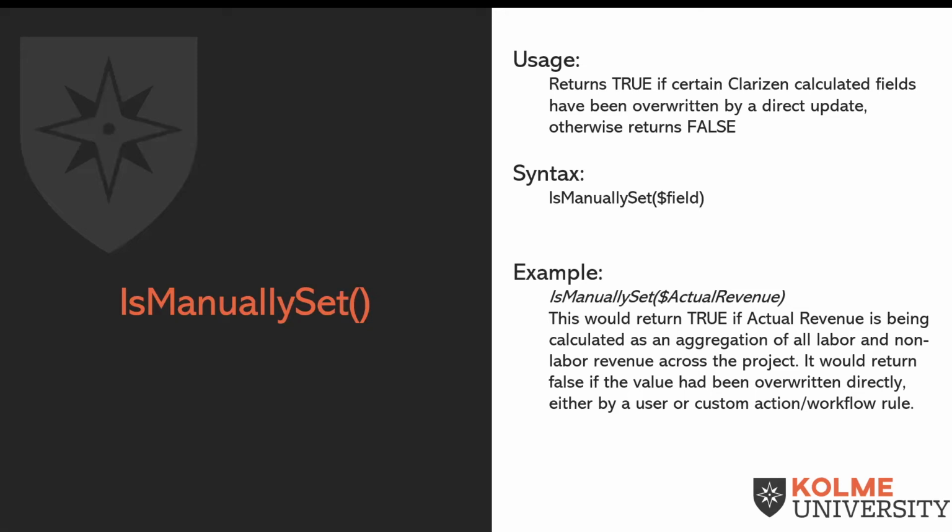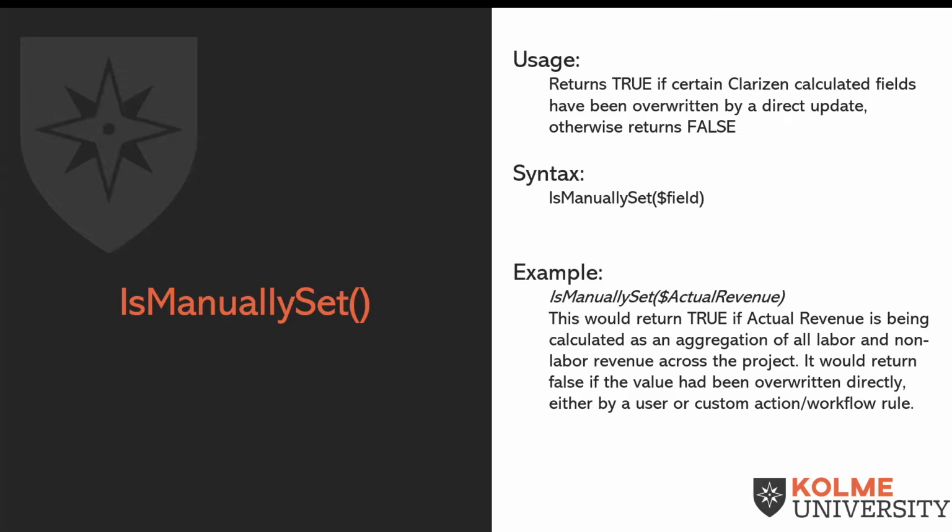Well, IsManuallySet is a way to evaluate whether a Clarizen calculated field has been overwritten by a direct update. So if it has been, it returns true. If it hasn't, it returns false. That's pretty simple. So the syntax is simply IsManuallySet, and you put the field name in brackets. Can I use any calculated field in this function?